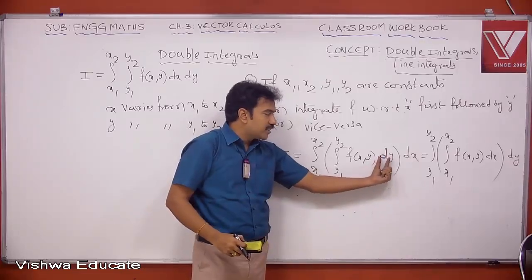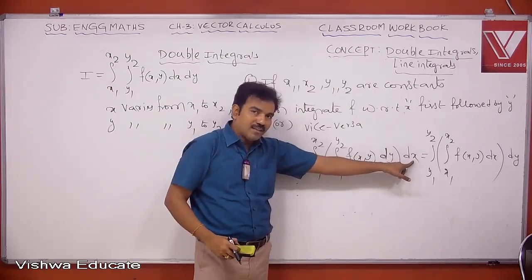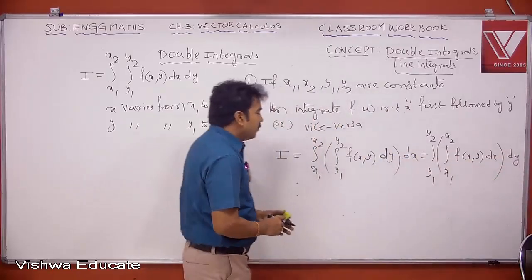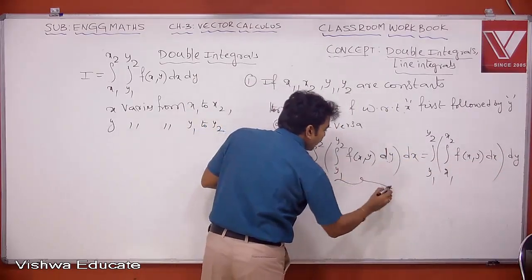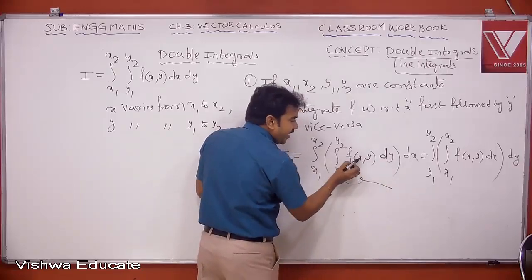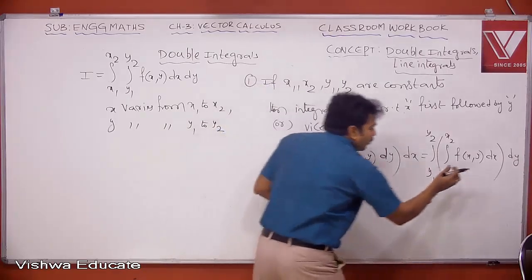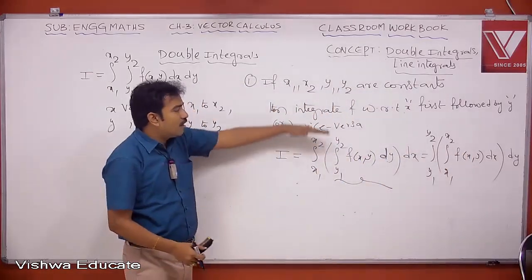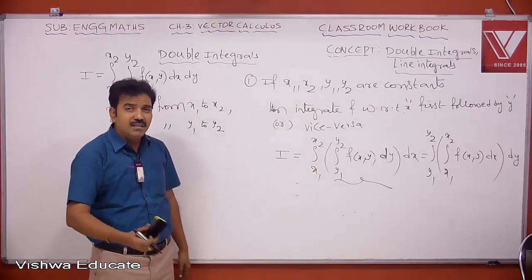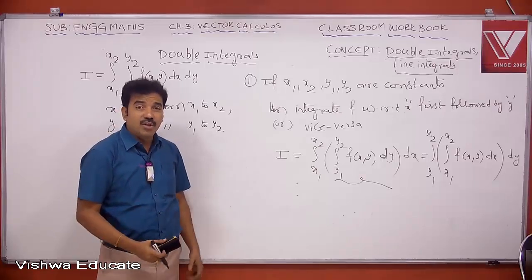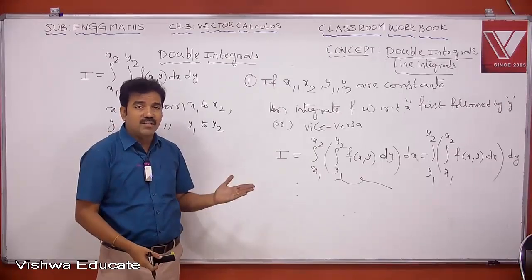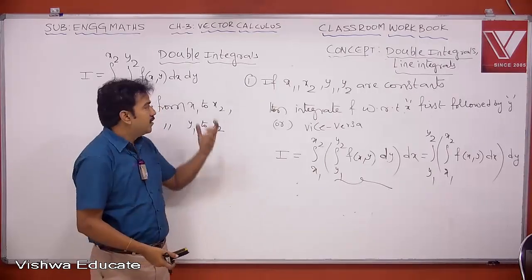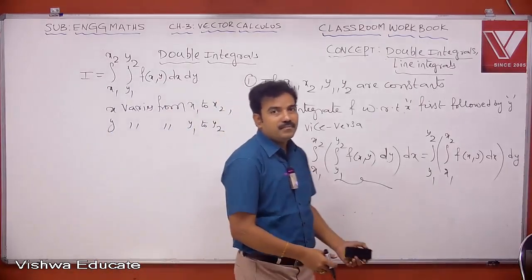That means you do integration with respect to y first followed by x, or do integration with respect to x first followed by y. But when you are finding this integral with respect to y, treat x as constant. When you are finding the integral with respect to x, you treat y as constant. Therefore, when all the limits are constants, it doesn't matter with respect to which variable you are integrating first. Okay. So write this.